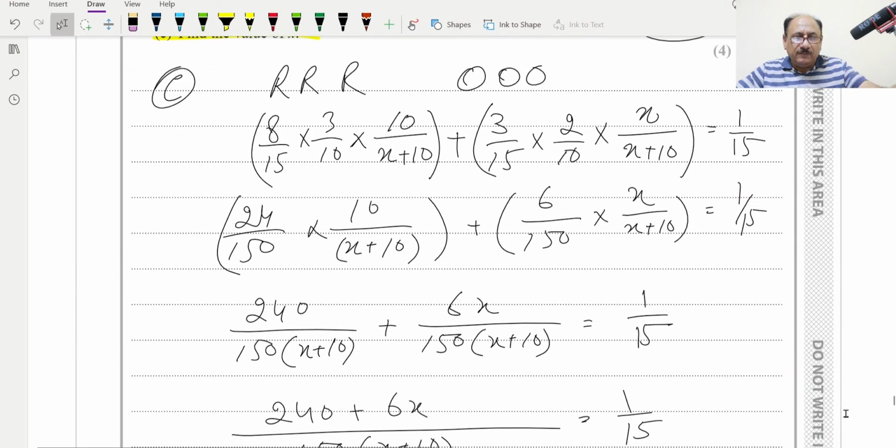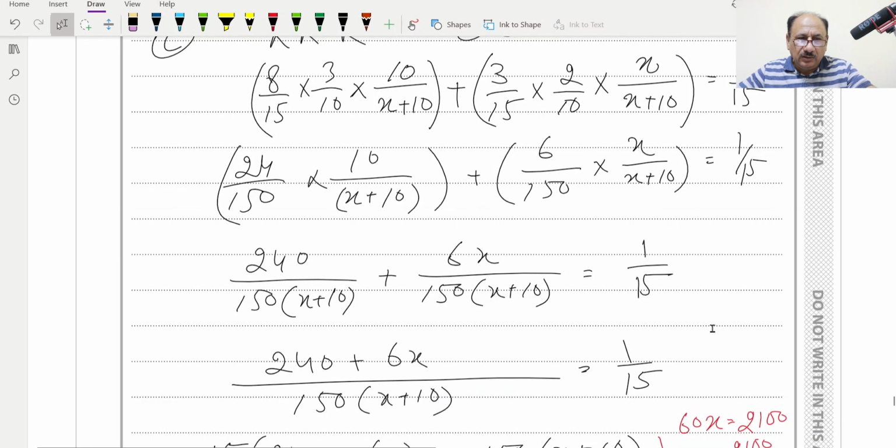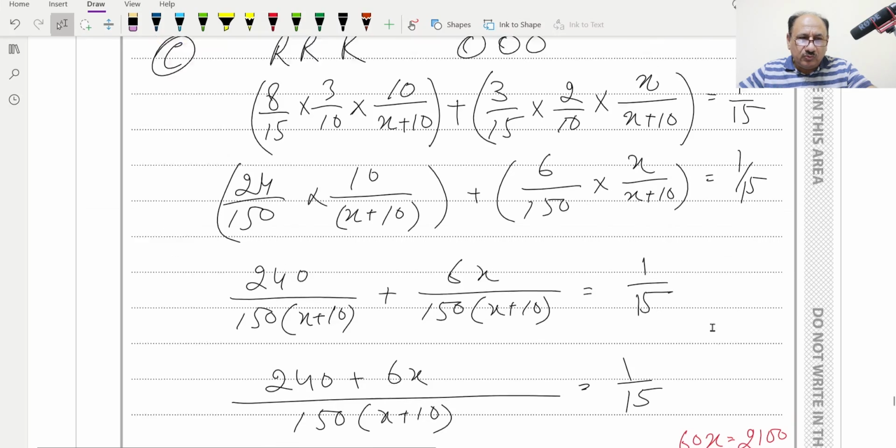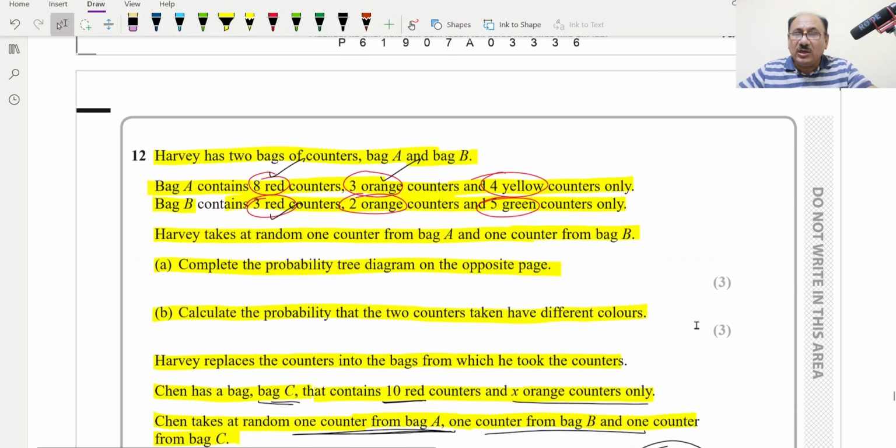This is C part. We are done with C part also basically. So this was question number 12, which was the last question of this paper.